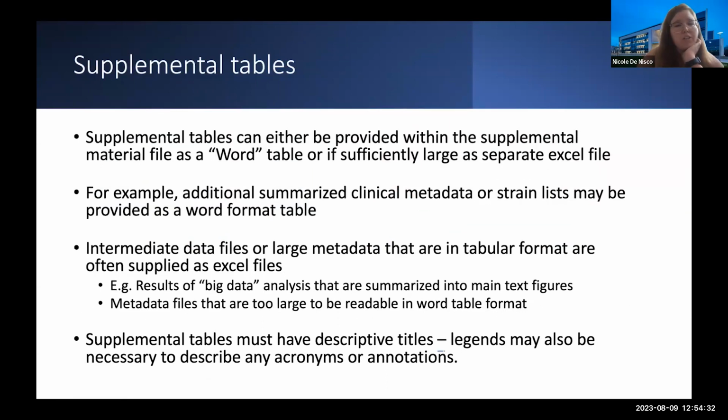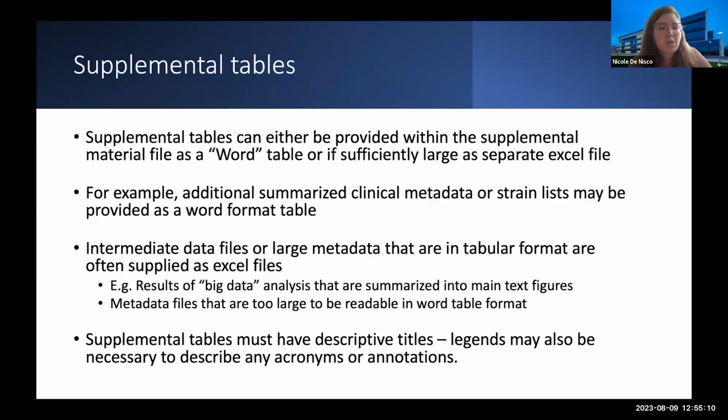Cool. So let's move on to supplemental tables. Supplemental tables can either be provided within the supplemental material as a Word table, or if they are sufficiently large, they might be a separate Excel file. For example, additional summarized clinical metadata or strain lists might be provided as a Word format table. And if it's not in the main text, you might have it as a supplemental table. But if it's a large file, like an intermediate data file or a large metadata file in tabular format, these are often supplied as Excel files.